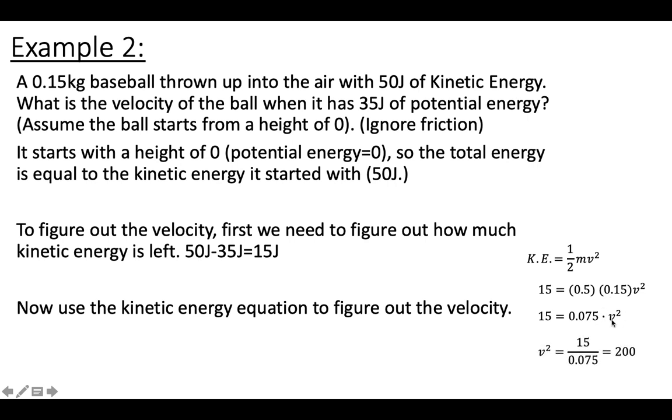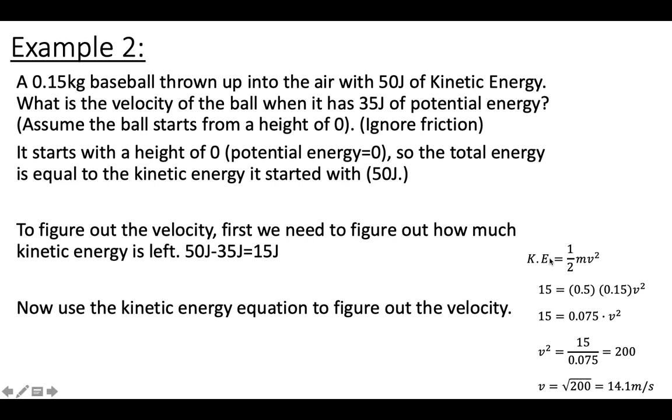Now to get V by itself, first we have to get V squared by itself. So let's divide these numbers. 15 divided by 0.075. And when you divide that, that's 200. But that's not the velocity. That's the velocity squared. So we have one more step to do. We don't want V squared, I want normal V. So we have to take the square root at the very end here. V equals the square root of 200, and that's 14.1 meters per second. So this is our final answer here.